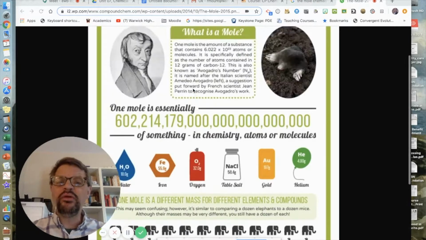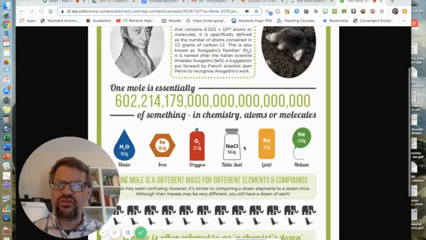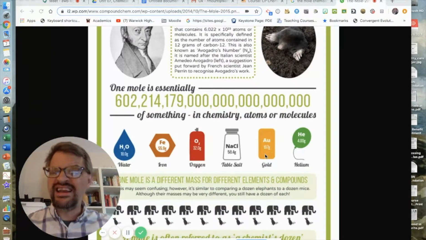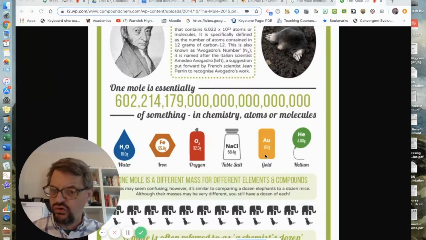Formula mass will differ for different compounds and elements depending on the size of the atom. For instance, the formula mass of gold, Au, the symbol, is 197 grams. 1 mole of gold has that mass, whereas 1 mole of helium is only 4 grams because helium atoms are much smaller than gold atoms.